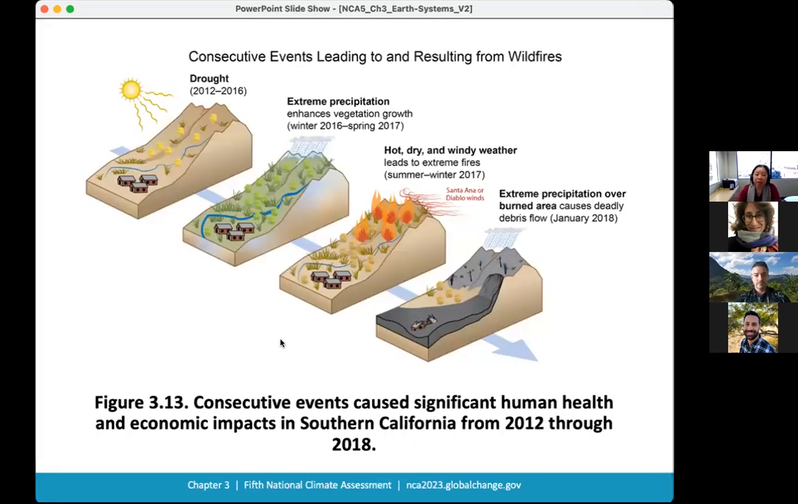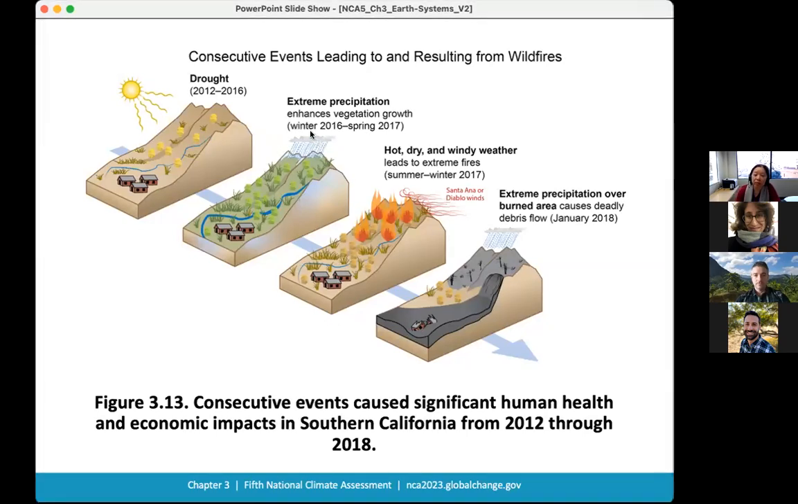The next example is about compound events. Compound events are an interesting one, and in particular in NCA5 there is a special topic that is discussed more extensively in one of the chapters. Here we give an example of these consecutive events, which is part of what we call compound events. This happened in California between 2012 and 2018. Starting from drought condition in 2012, drought makes the soil dry and also means less vegetation.